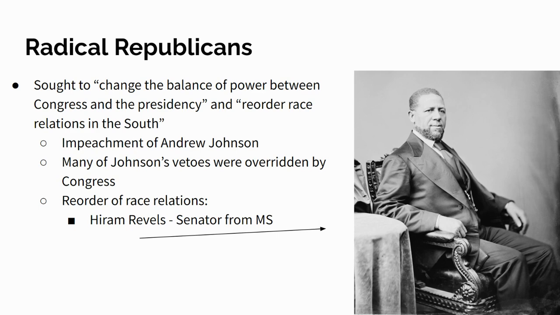And the last idea here is that they're trying to reorder these race relations, right? So they're trying to put black people in positions of power. And a great example of this is Hiram Revels, which you see pictured on the right. He's the first African-American senator. He's a senator from Mississippi. And a lot of African-American senators in the South held political office during this radical Reconstruction phase.